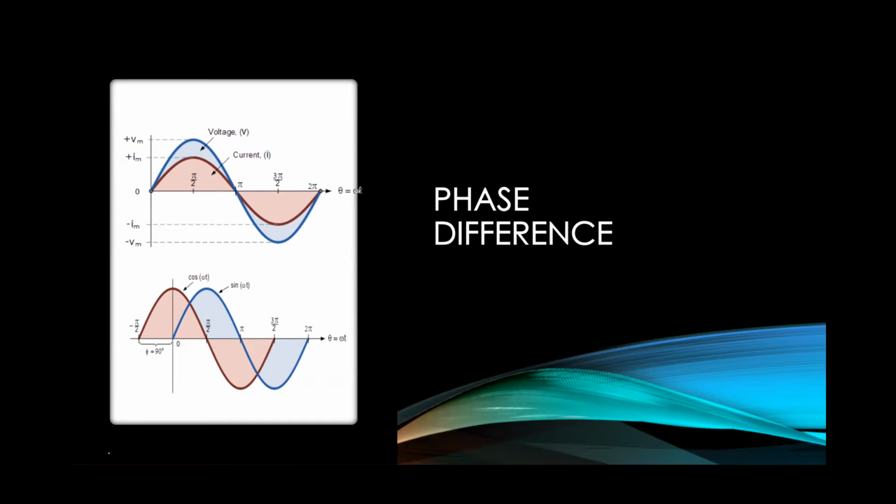In the first one, we can see that both waves cut the x-axis at the same time. Hence, there is no phase difference between the two waves. In the second, in which sine and cos waves are on the same axis, we can see that the cos wave is leading the sine wave by 90 degrees. This 90 degrees is referred to as the phase angle or phase difference between the two waves.